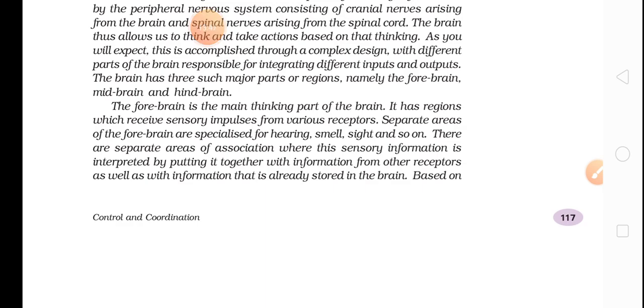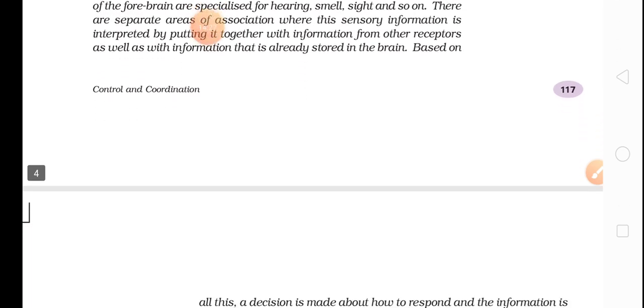Yes, so whatever we have read yesterday, I'll just go through it very quickly. Forebrain is the main thinking part of the brain. It has regions which receive sensory impulses from various receptors. Separate areas of the forebrain are specialized for hearing, smell, sight, and so on. This I have shown with the help of a diagram. There are separate areas of association where this sensory information is interpreted by putting it together with information from other receptors as well as with information that is already stored in the brain. This I have explained.